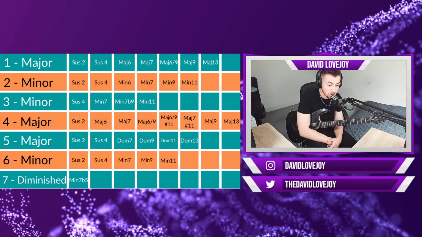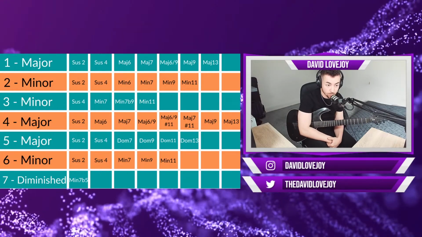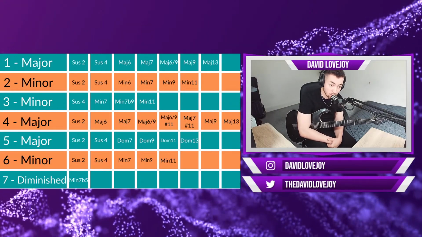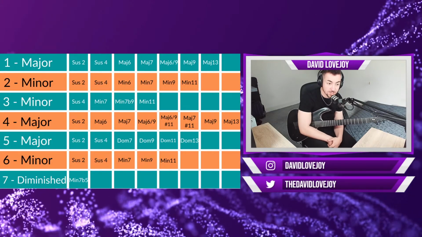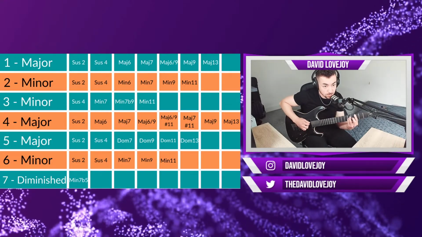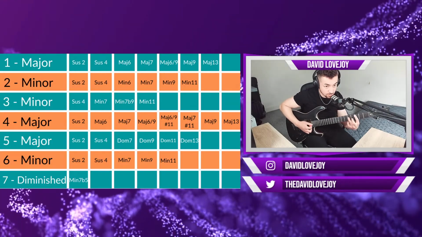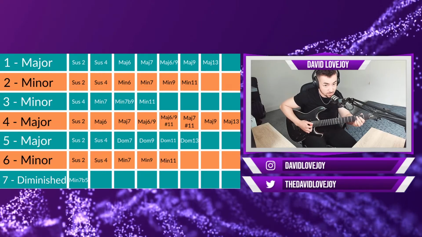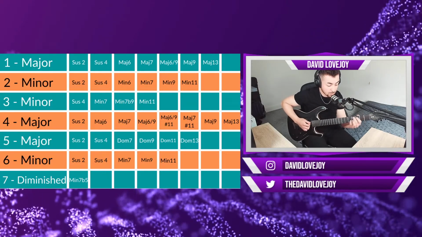Let's move on to chord 3. Or not chord 3, the third chord in our chord progression, which is chord 1 in our key, C major. So for C major, we've got all these different options. We've got sus2, sus4, major 6, major 7, 6, 9, major 9, and major 13, okay?